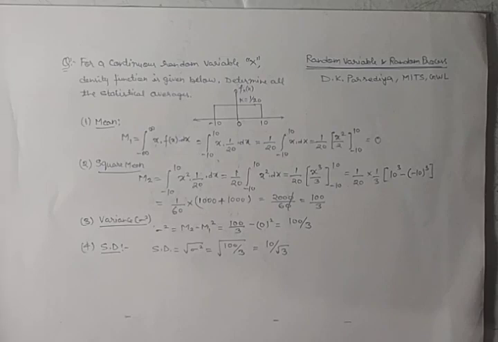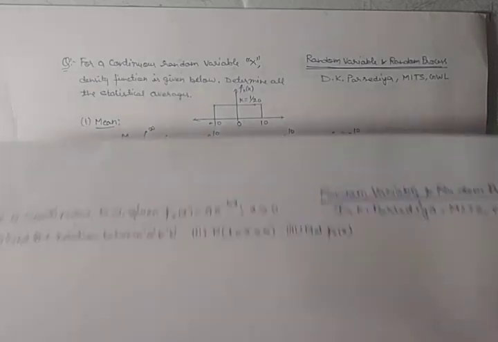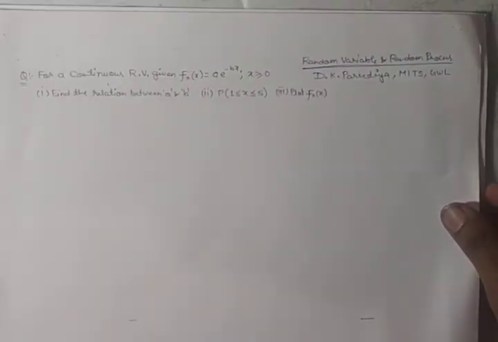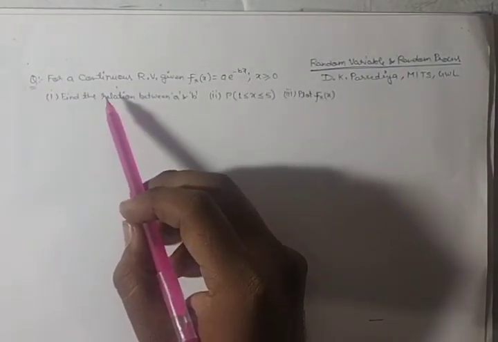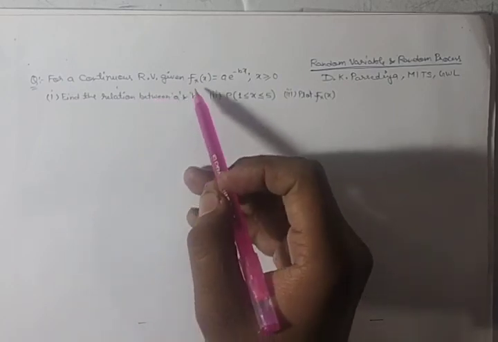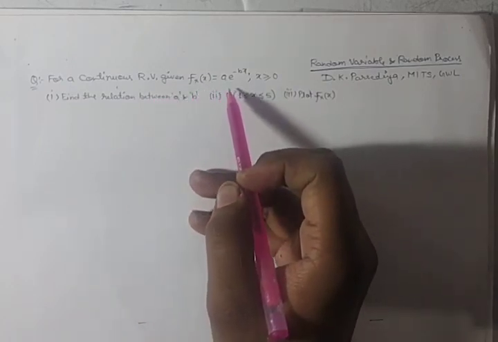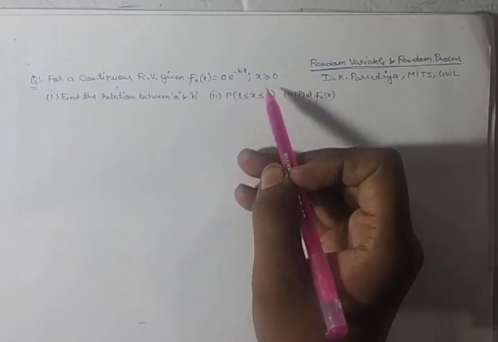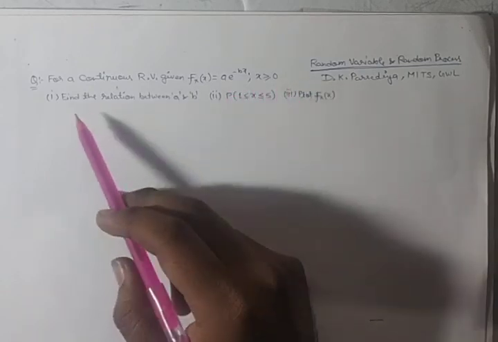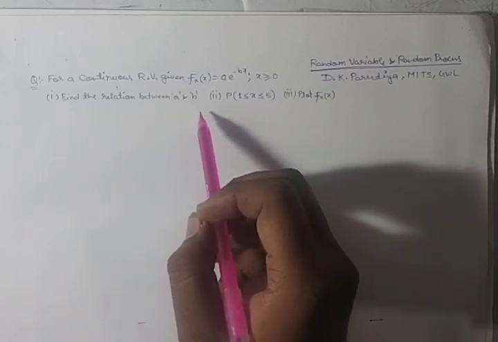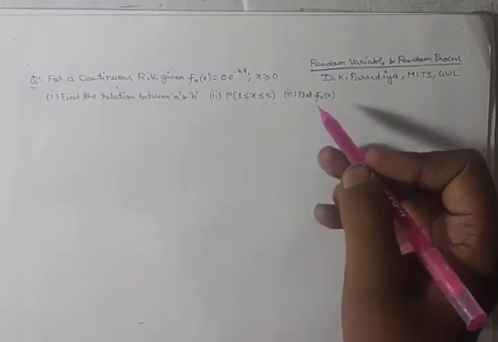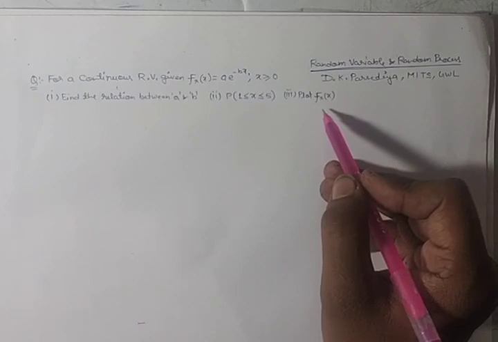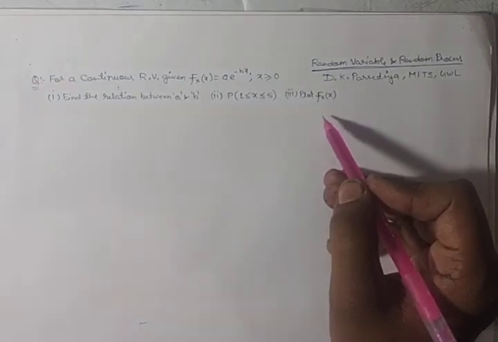Now let us take the next problem, which is related to the exponential distribution function. Our next problem is: for a continuous random variable, given f(x) is equal to a e to the power minus bx for x greater than or equal to 0, we have to find the relationship between a and b, the probability of the random variable between 1 and 5, and we have to plot the probability density function. One by one we will see.